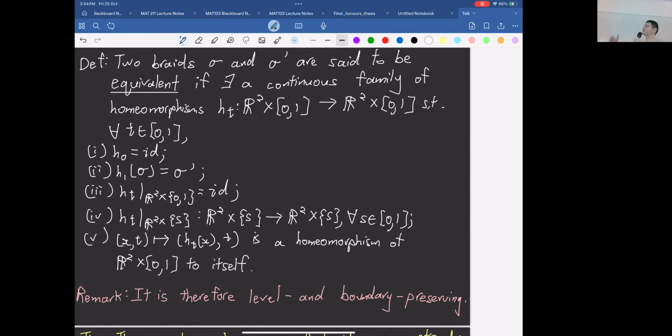Basically, if you plot out this homeomorphism, it would be a movie going from one braid to the other braid.